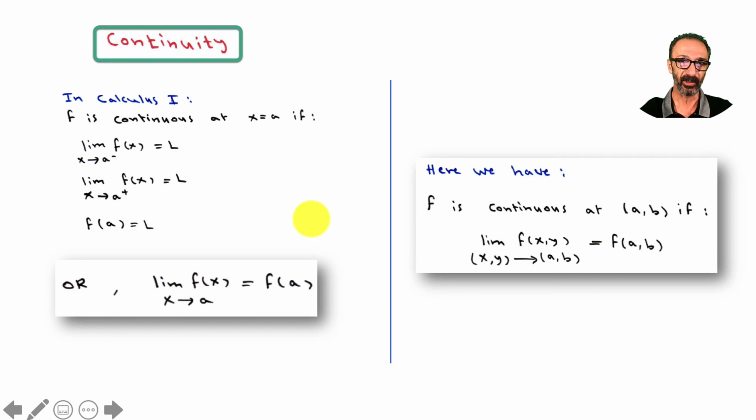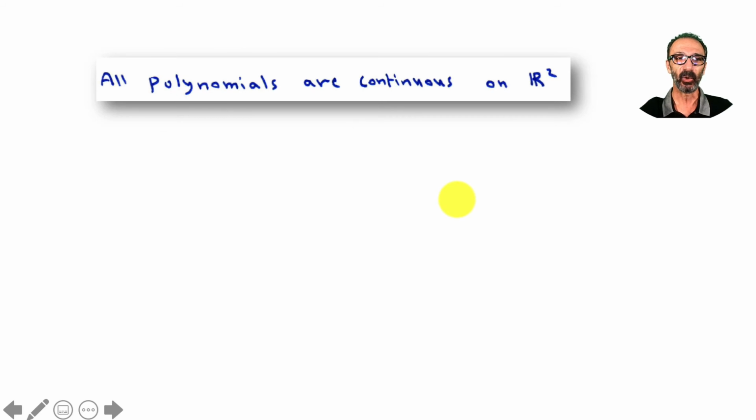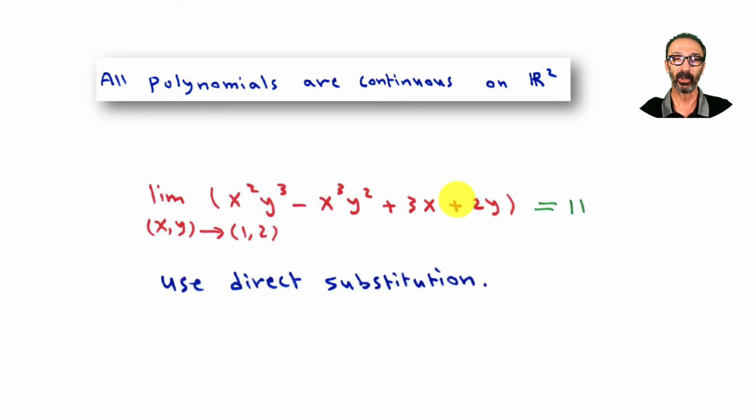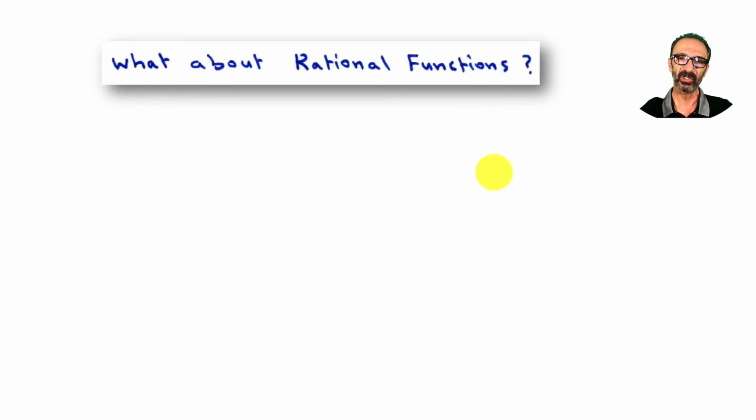Now we're away from limits with epsilon and delta, so you should be relaxed now. All polynomials are continuous on R squared. Quick example. I don't want to take the time to plug in the numbers here, 1 for x and 2 for y. Using direct substitution, the limit is 11. Done. Quick.